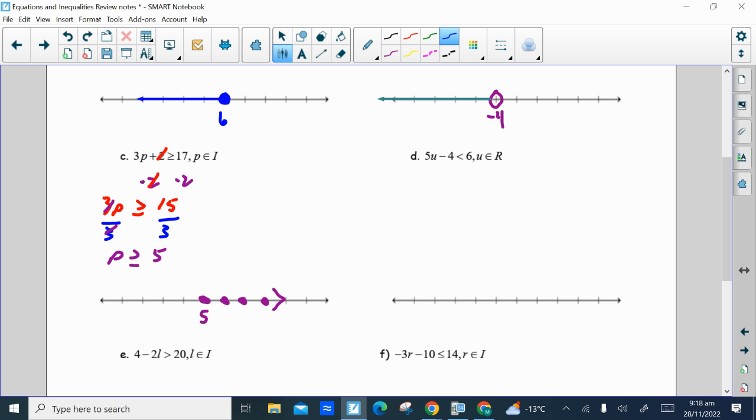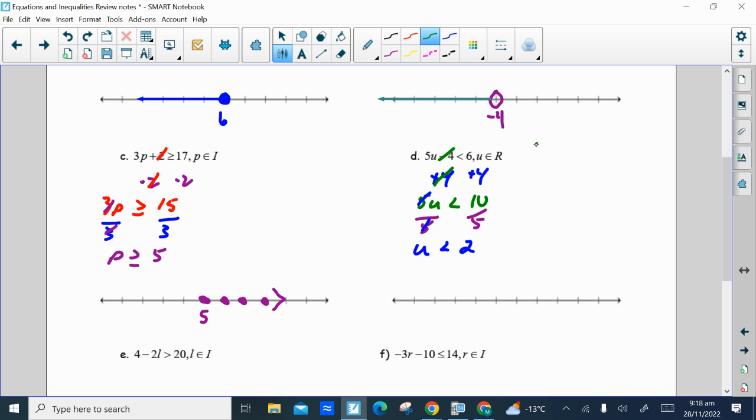Question D. I would add 4 to both sides. So on the left, the 4's cancel. You're left with 5u is less than, on the right, 6 plus 4 is 10. Then divide both sides by 5. They cancel on the left. You'll have u is less than 2 on the right. So we have to use any number less than 2.